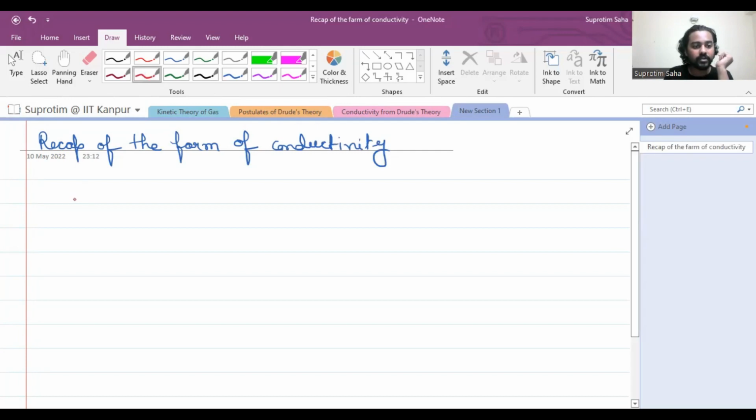We got the form of conductivity, which is sigma, given by n e square tau by m. n is the density of electrons, e is the electronic charge, tau is the time scale between two successive collisions, and m is the mass of the electron. Resistivity is the inverse of that. So resistivity is 1 by sigma, which is given by m by n e square tau.